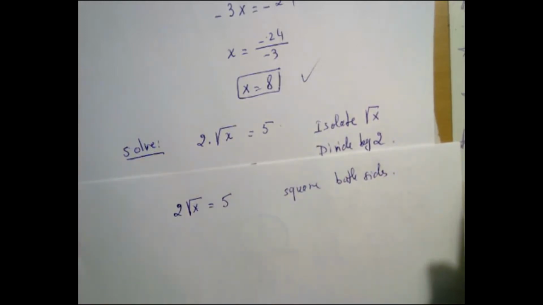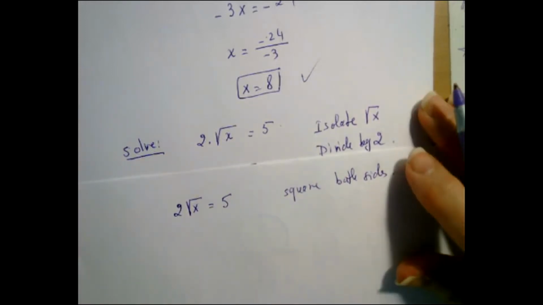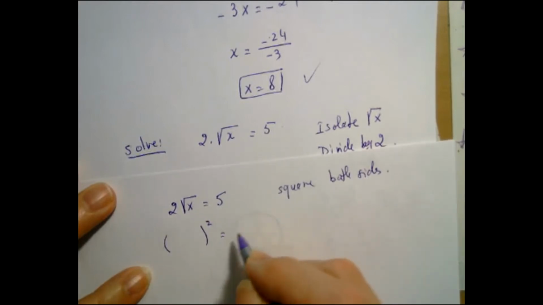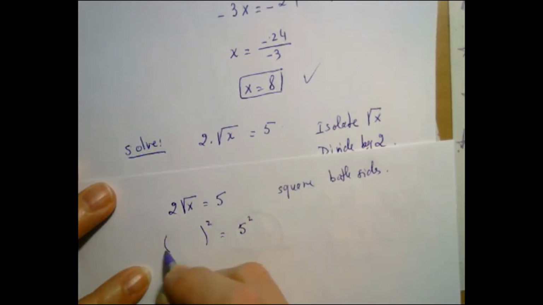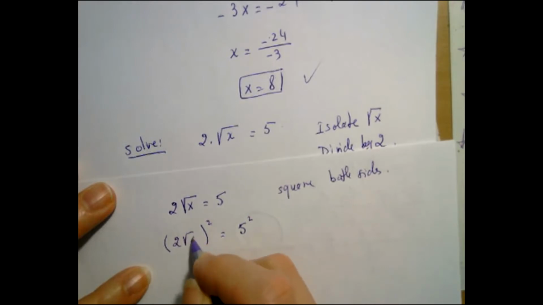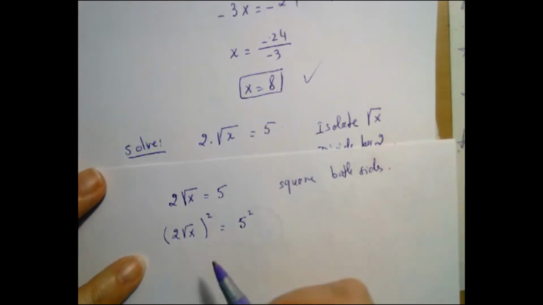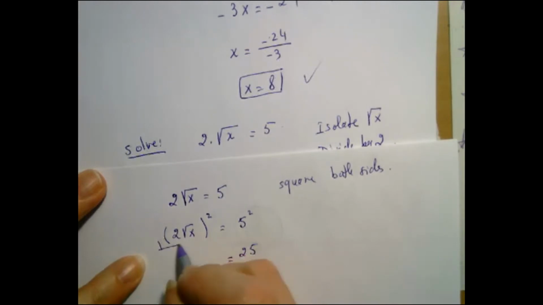Suppose I follow what your classmate told me. What should I do? What do we mean by square both sides? It means this square is equal to that square. Am I right? Yes or no? Suppose I follow your classmate, okay? And I do that. Now, this is 25. What's this squared?